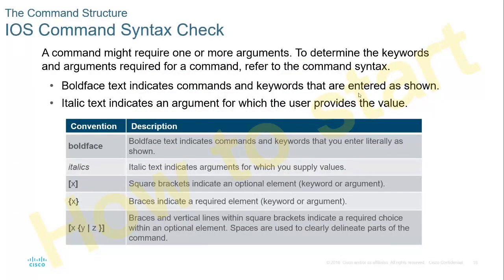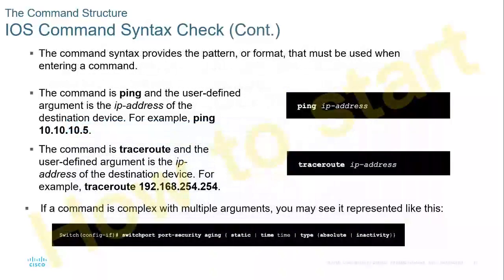So basic syntax would be, if it's bold, it's required. If it's italicized, it may not be. Some are going to be optional, some may not. So for example, if we are looking at a help section, ping space, notice ping is in bold, IP address is not, and it's italicized. It's letting us know that ping is the command and that's the argument.